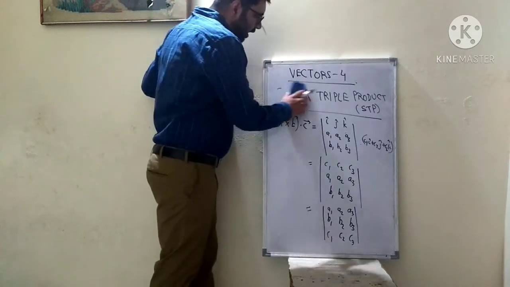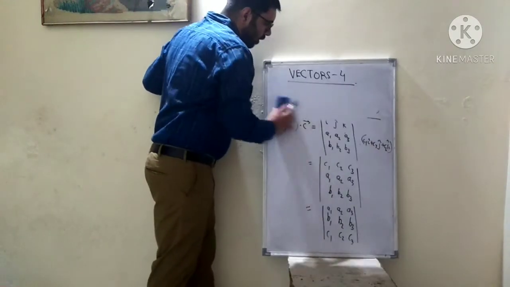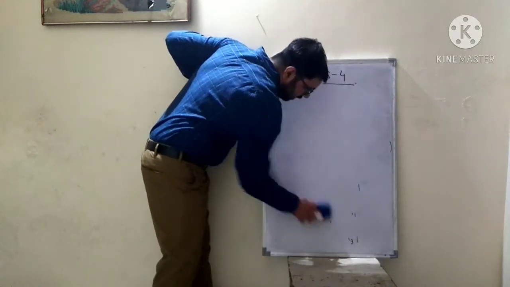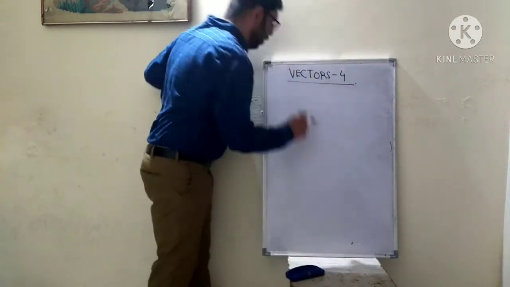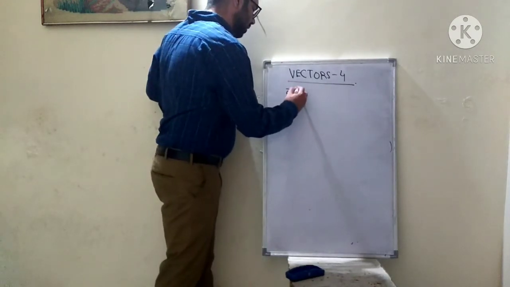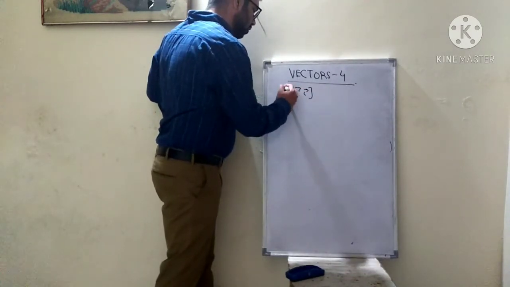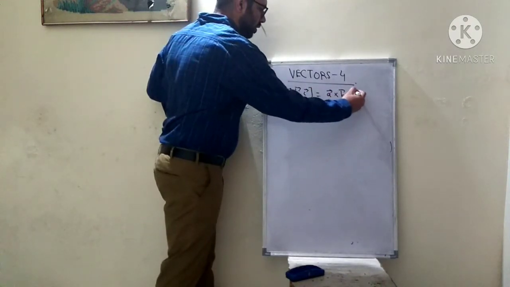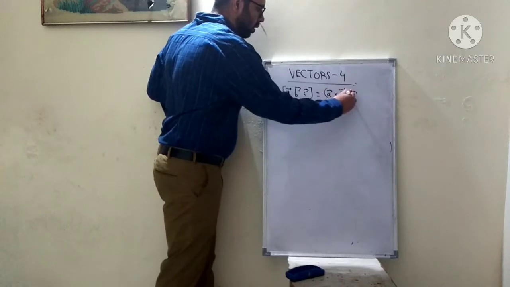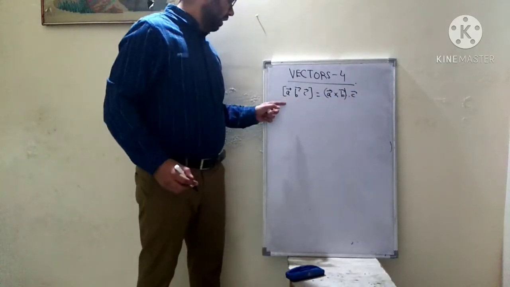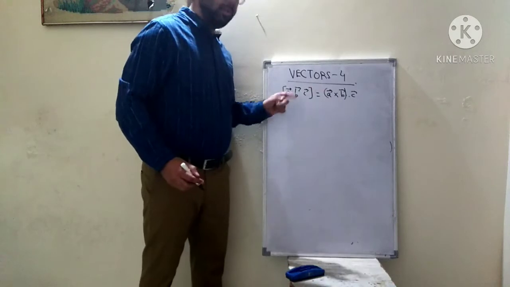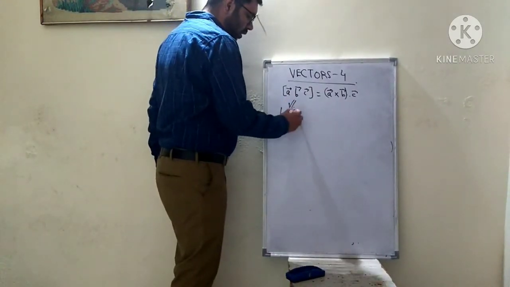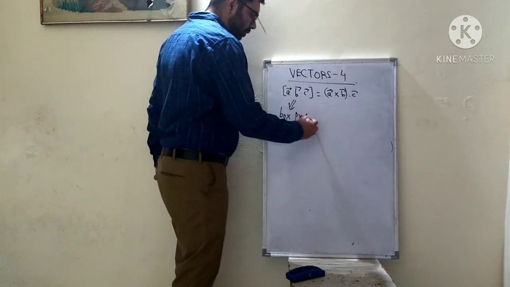Scalar triple product is also called the box product. Because of its representation, it is also written like this: A vector, B vector, C vector, enclosed in a box. So if I want to write A cross B dot C, I can also write it as A, B, C enclosed by square brackets on both sides. That is why it is also called the box product.